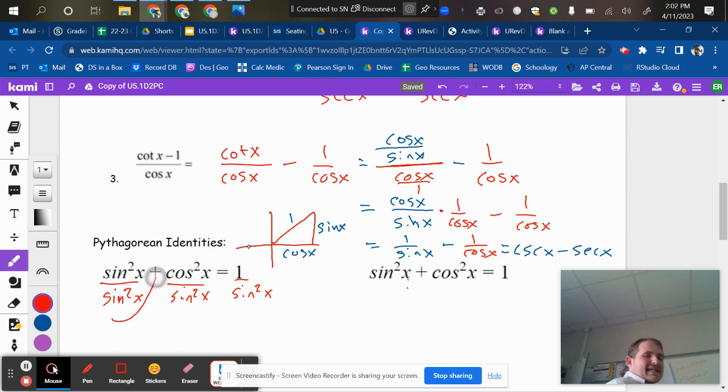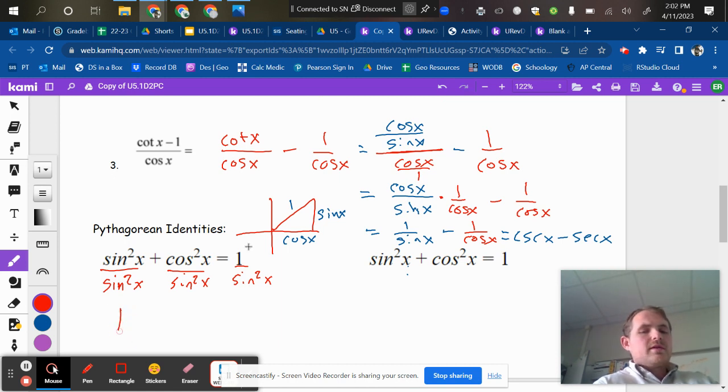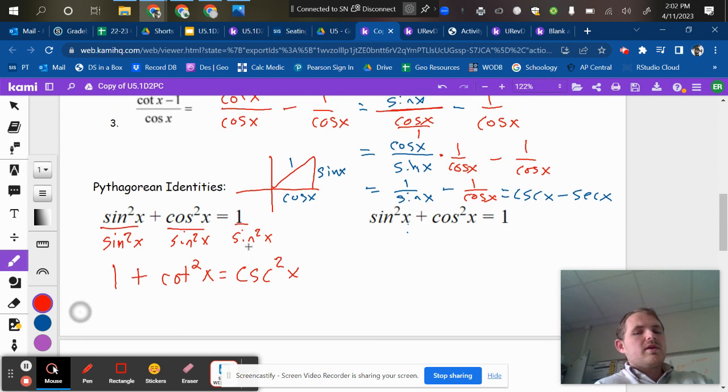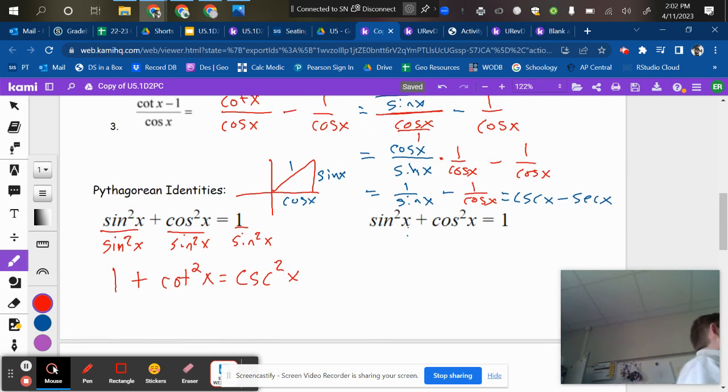Now, what's sine squared over sine squared? Just a 1, okay? So we've got 1 plus, what's cosine over sine? Cotangent. So that's 1 plus cotangent squared. And then 1 over sine squared is what? Cosecant. 50%. Love it. Yes. Cosecant. So that is another Pythagorean identity.